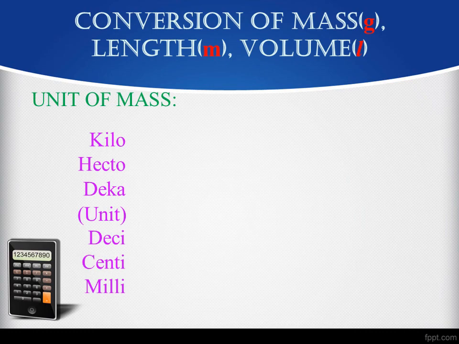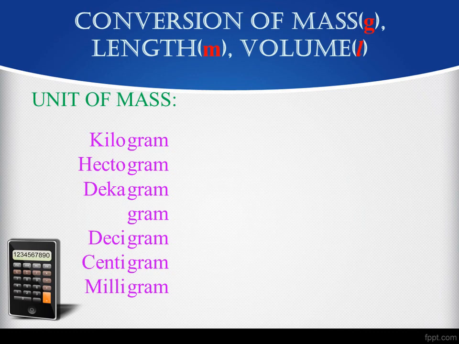Kilo, hecto, deca, unit, deci, centi, and milli. These are all called prefixes of basic units. What is the basic unit of mass? That is gram. So we can add the prefixes, that is kilogram, hectogram, decagram, gram, decigram, centigram, and milligram. Kilogram is denoted as kg, hectogram as hg, decagram as dag, gram as g, decigram as dg, centigram as cg, milligram as mg.